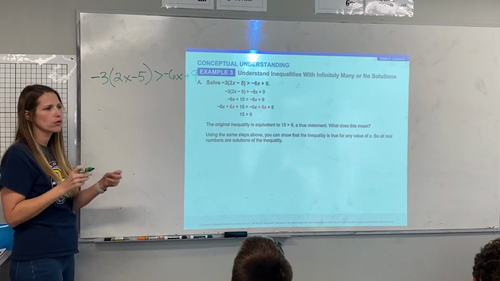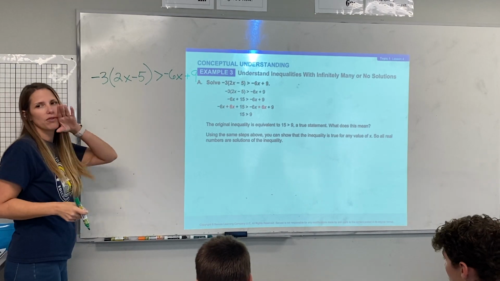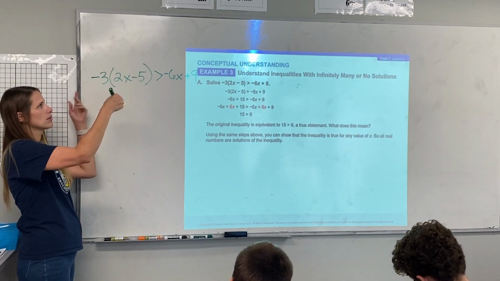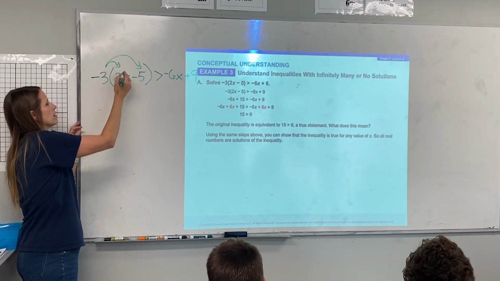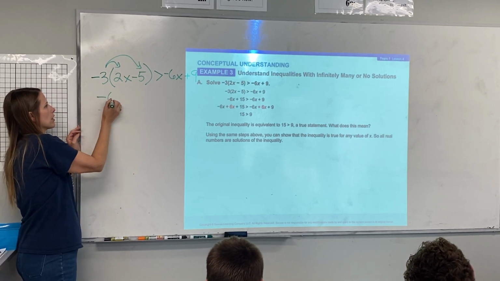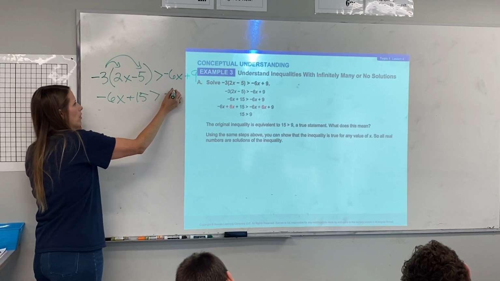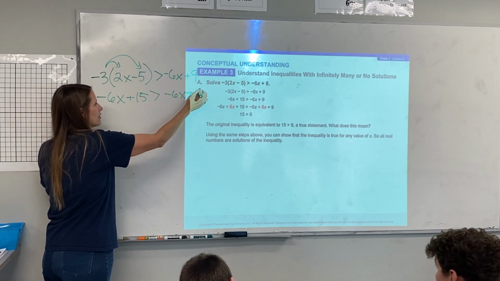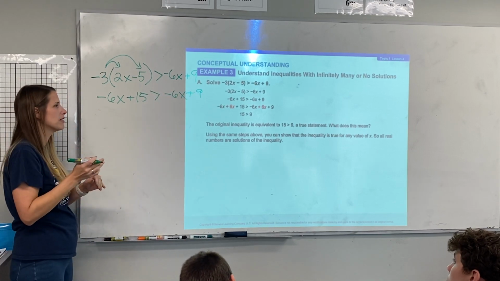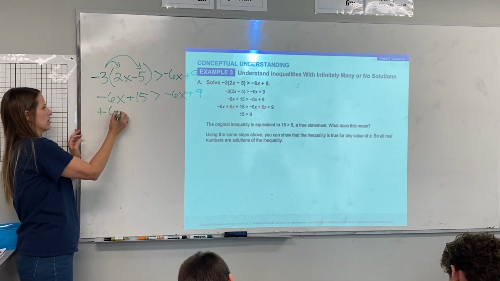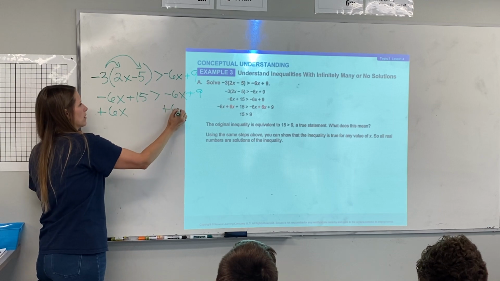We're just going to breeze through this part. We're going to treat it like an equation. Don't forget that twist if we're dividing by a negative. We distribute negative 3 to 2 and 5. It becomes negative 6x plus 15 is greater than negative 6x plus 9. Then what we do next, we add 6x to both sides, and then it cancels out, and then it equals 15 is greater than 9.